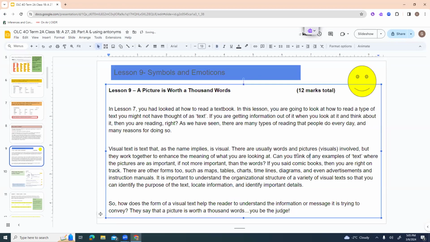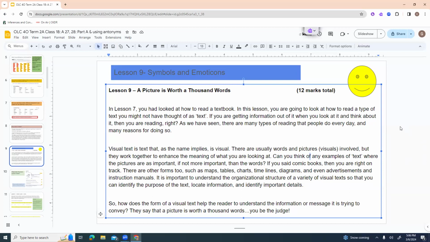Take a look. In lesson 7, you looked at how to read a textbook. In this lesson, you're going to look at how to read a type of text you may not have thought of as text. If you are getting information out of it when you look at it and think about it, then that is a type of reading. And as you've seen, there are many types of reading that people do every day and many reasons for doing so. Visual text is just text that, as the name implies, is visual. You don't have to read it and understand it. You can just look at it.